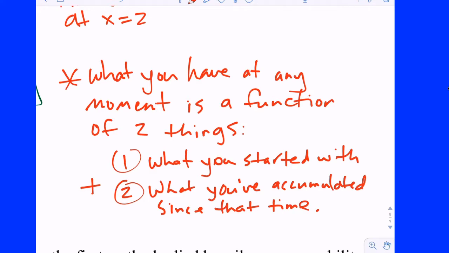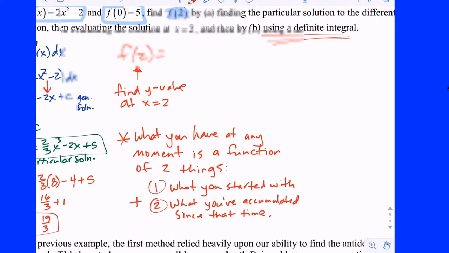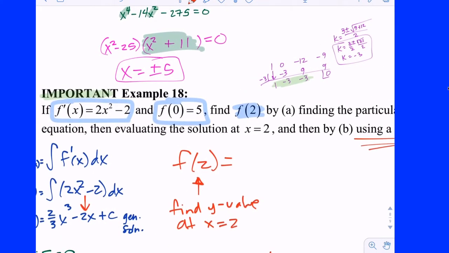Doesn't really matter. What you have at any given time is a function of what you started with, plus your net accumulation since then, right? Make sense? Anyone disagree with that? Good. That's convenient. So here we go.